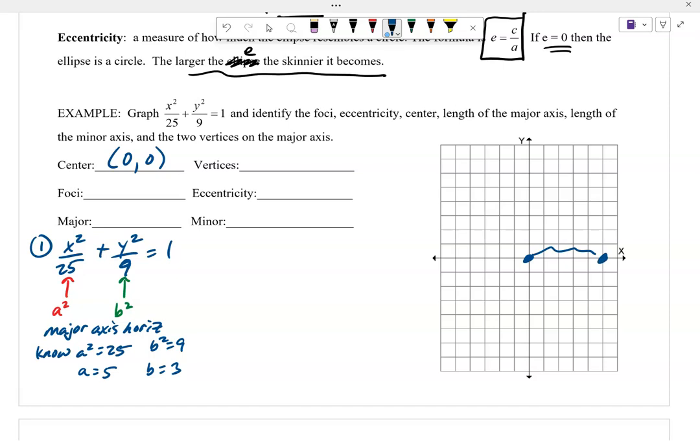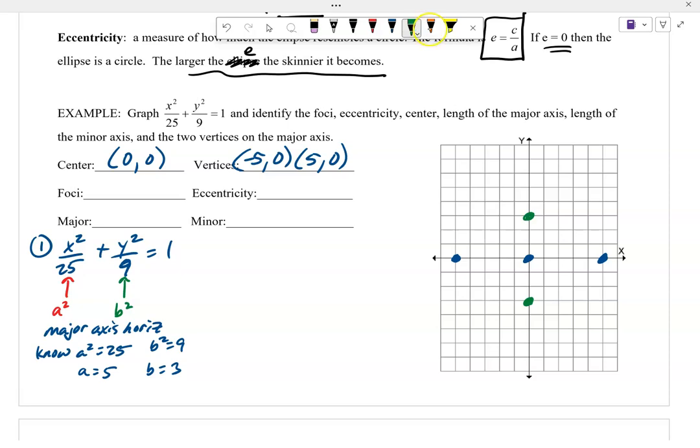And I'm going to go to the left 5 as well. So I go left 5: 1, 2, 3, 4, 5. I put it. Okay, so here are my vertices. My vertices are at negative 5, 0, and 5, 0. That's based on the A value. Now, notice my B is 3. So my co-vertex, I'm going to go up 3 and down 3.